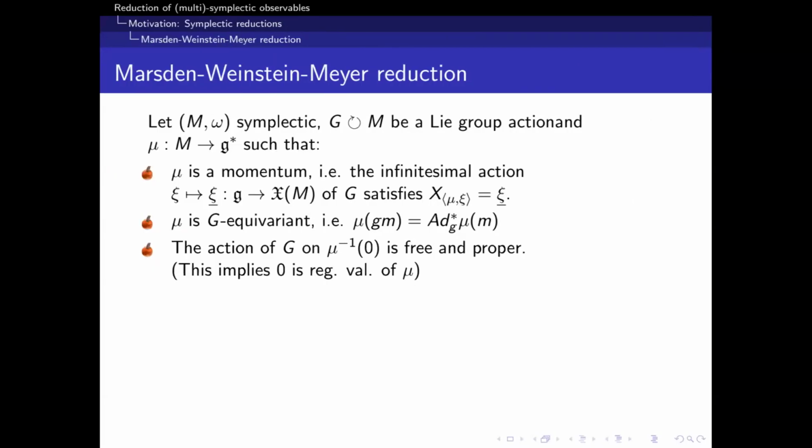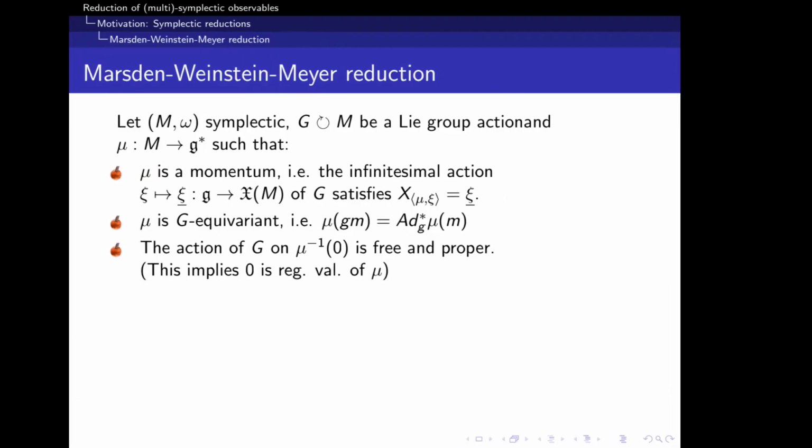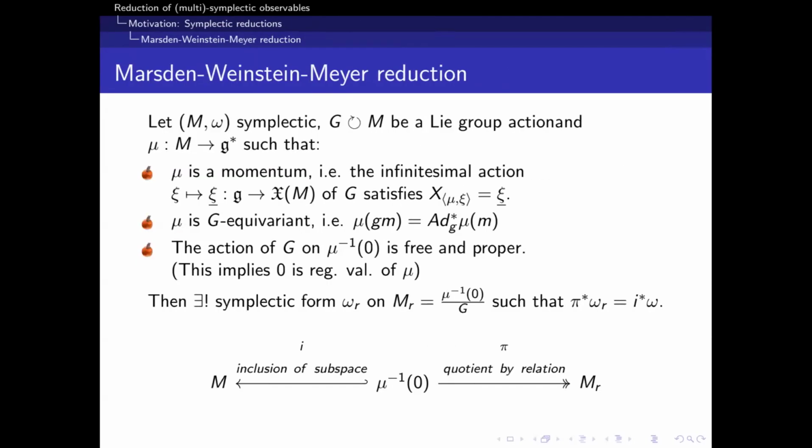Under those conditions, with the additional condition that geometrically everything looks fine, which means that at least restricted to the zero level set of the momentum map, the action is free and proper, we get the Marsden-Weinstein theorem, which says that we can build a smaller symplectic manifold. We restrict to the zero level subset, and we quotient out by the G action.